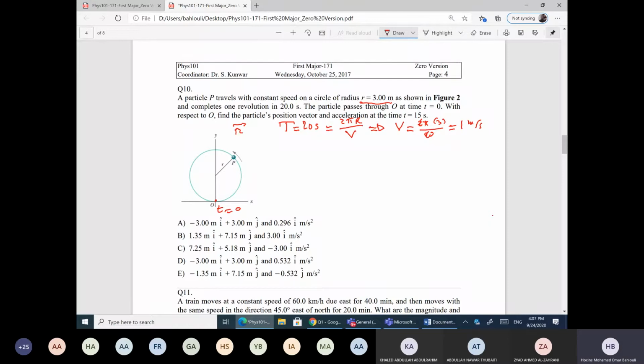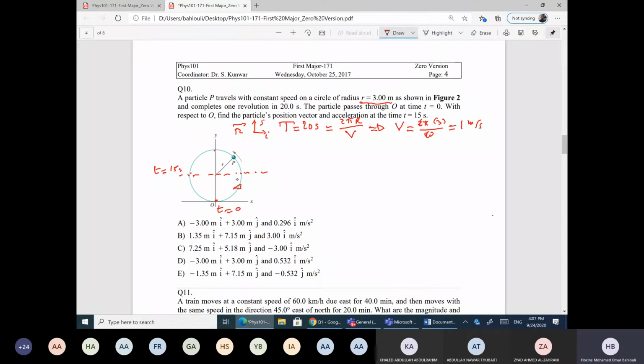Okay, in terms of i and j, don't forget that i is like this, along the x, and j is like this. Find the position of the particle and acceleration at time t equal to 15 seconds. We know, as you see clearly, a complete revolution takes 20 seconds. Let's divide this circle into four parts: from here to here 5 seconds, 5 seconds, 5 seconds. So here is t equal to 15 seconds.